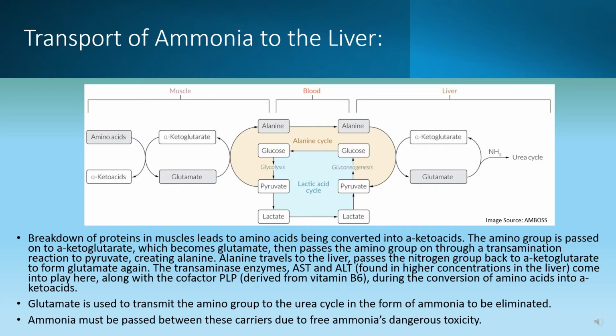The transaminase enzymes AST and ALT are very important for these processes. They are also measures of liver damage in blood laboratory tests. They have a cofactor called PLP, which is a derivative of vitamin B6, which is also very important for this cycle.